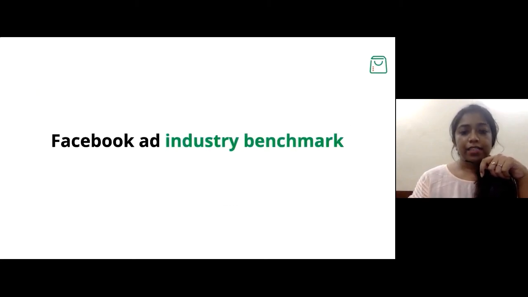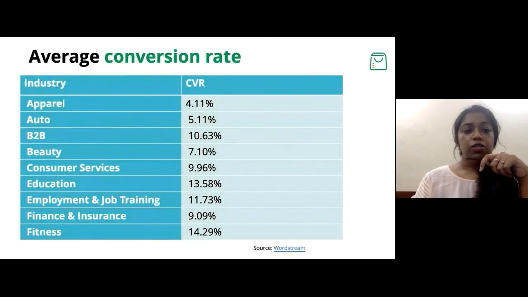And now let's take a look at the Facebook ad industry benchmarks. So as you can see, these are all the conversion rates. For apparel, it's 4.11%. What this means is out of 100 customers who clicked on your ad and came to your website, at least 4 of them should have converted. If not, you need to revisit and you need to keep optimizing your ads.